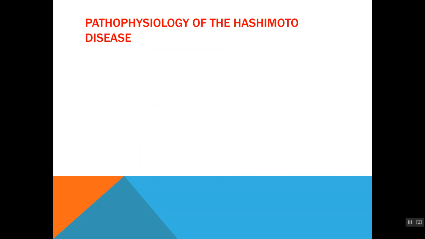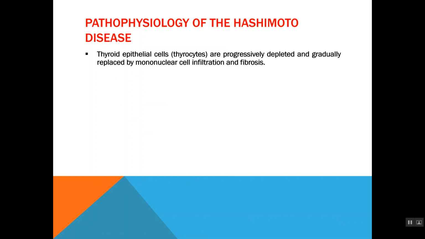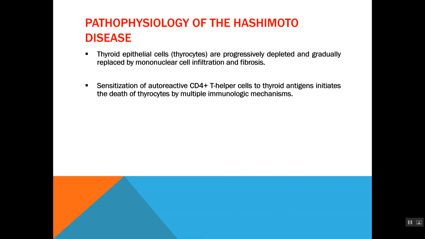Let's talk about the pathophysiology of Hashimoto disease. Thyroid epithelial cells, which are thyrocytes, are progressively depleted and gradually replaced by mononuclear cell infiltration and fibrosis. The autoreactive CD4 T helper cells are sensitive to thyroid antigens and initiate the death of thyrocytes by multiple immunological mechanisms.